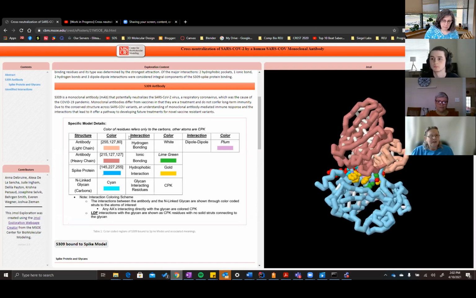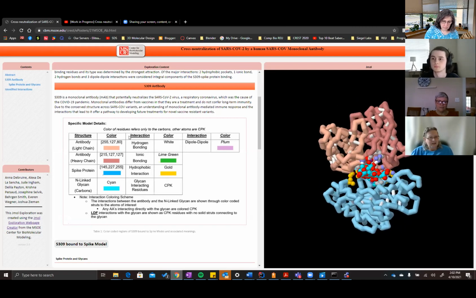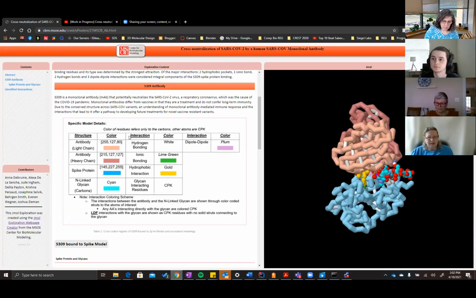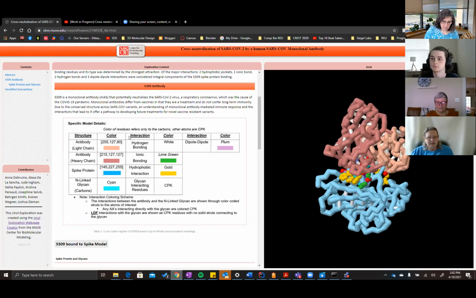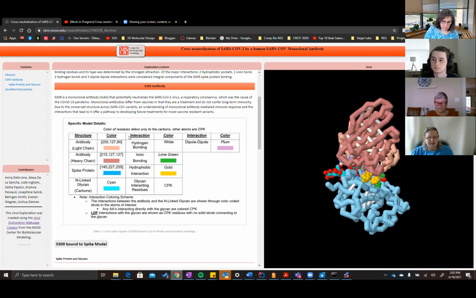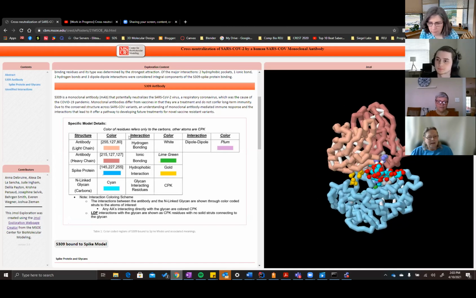It's not interfering with that, but it does effectively neutralize the virus, possibly due to a conformational change, or as I said before, it does work with the immune system to help natural killer cells bind to the virus and inactivate it. Thank you.